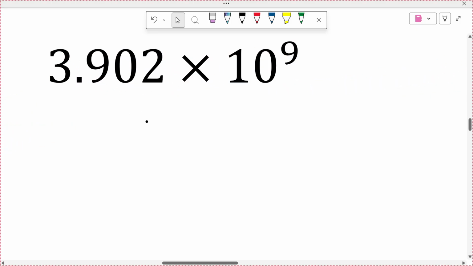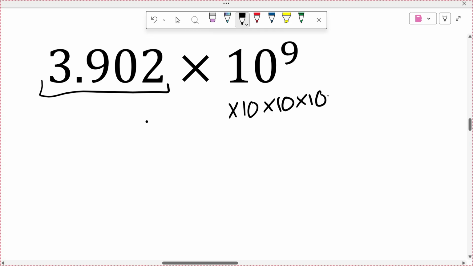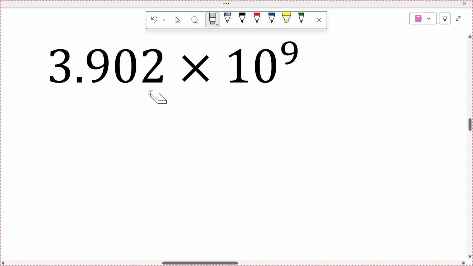So again, 3.902 times 10 to the 9. This is a number in scientific notation because it has the two pieces. It has a number between 1 and 10 times 10 to some power. So again, this times 10 to the 9 would be, I'm multiplying this number by 10 9 times. Each one of those times 10 is going to move the decimal one time. So really what I'm going to do is take 3.902 and move the decimal 9 times. I'm going to move it to the right because this should be making the number bigger.